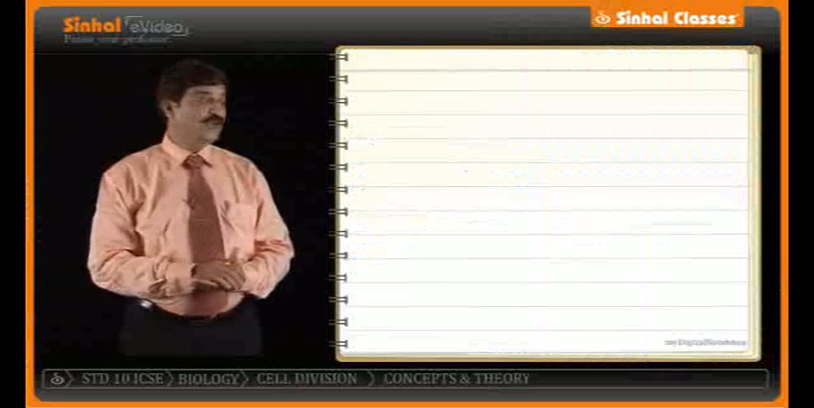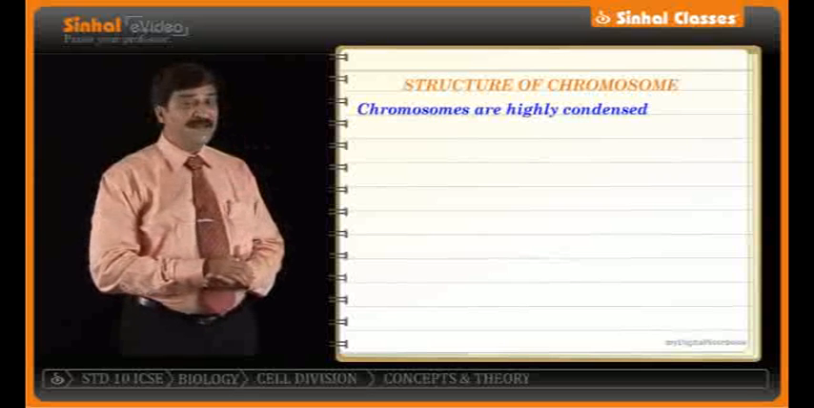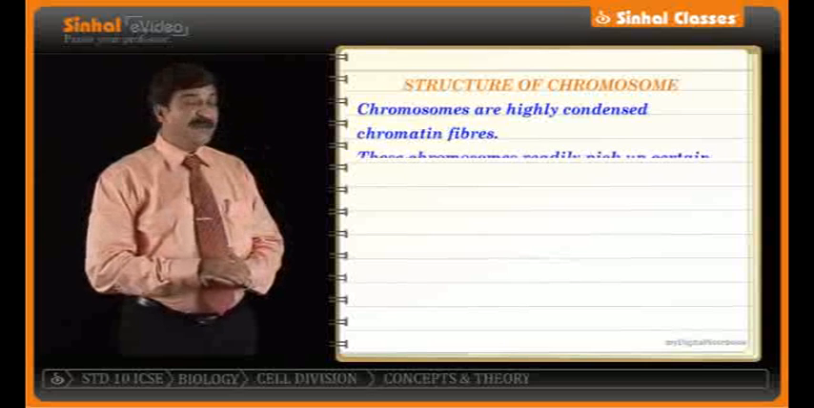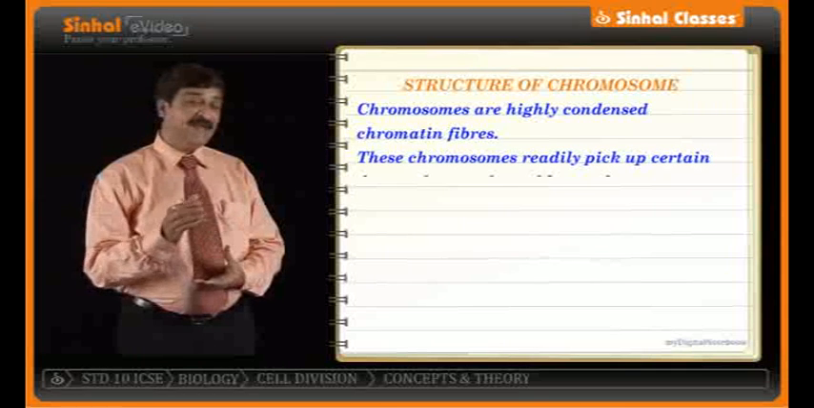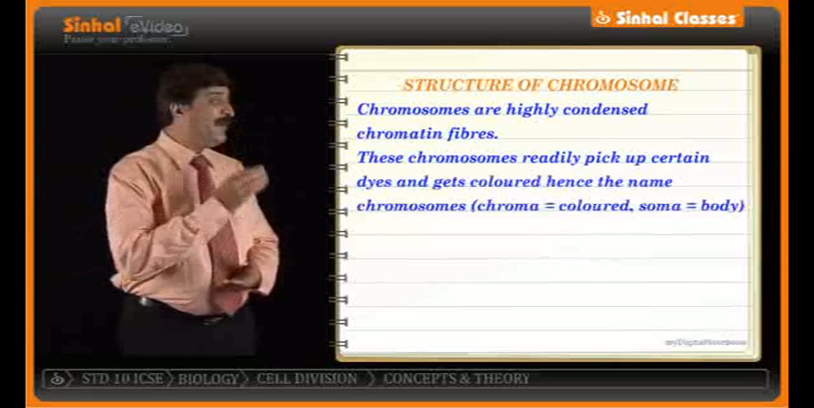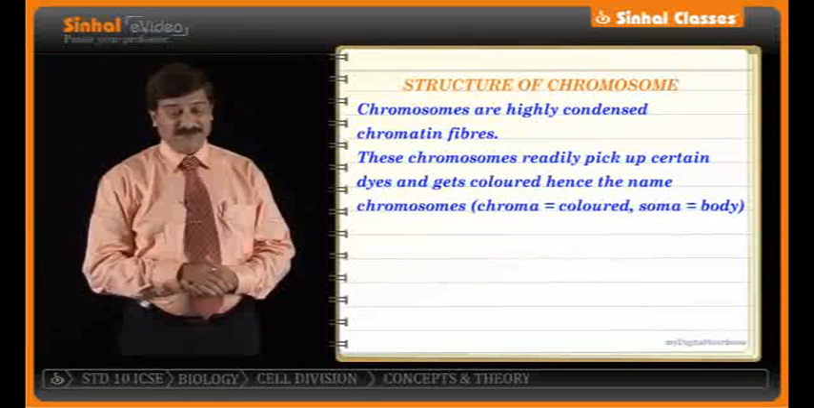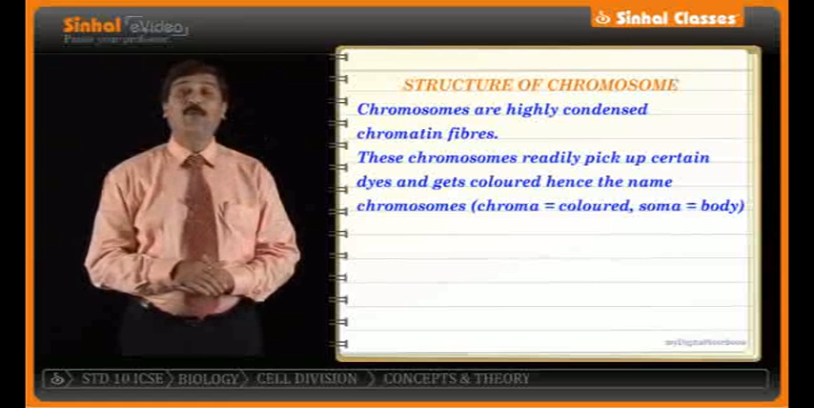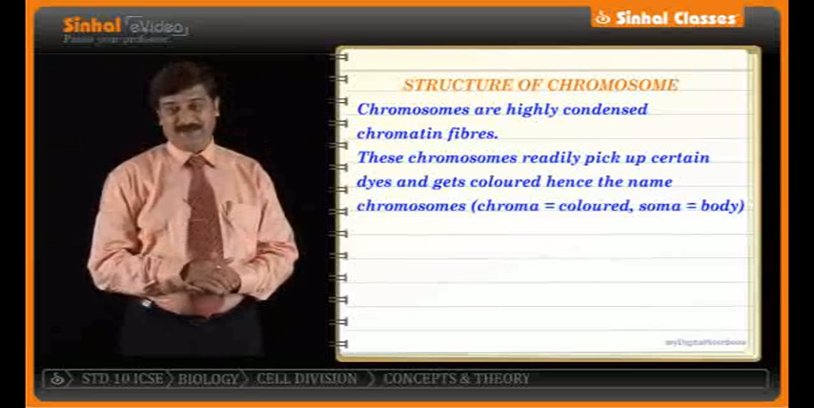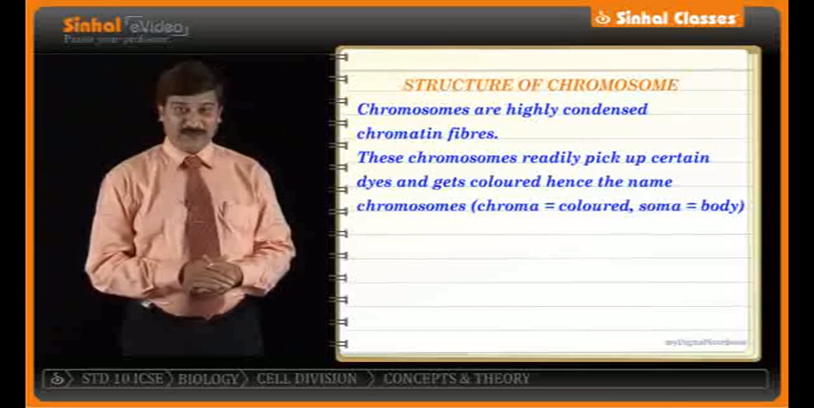Topic: structure of chromosome. Chromosomes are highly condensed chromatin fibers. Chromosomes readily pick up, or have a capacity to pick up, a certain dye. As they pick up a certain dye, the word chromosome came into existence. The word chroma means colored, while soma means body. That is why chromosomes are also referred to as colored bodies.